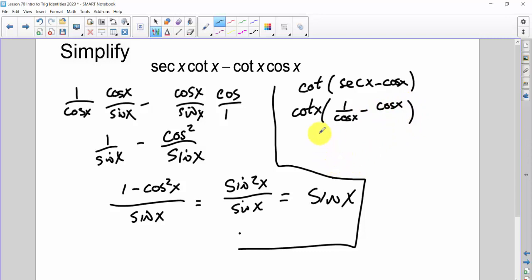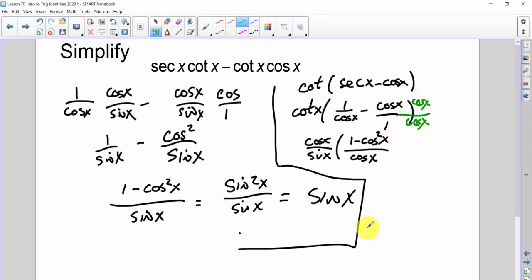Next we can say this is a fraction, and I have to have common denominators, so I have cotangent, which I'm going to change to cosine of x over sine of x, 1 minus cosine squared of x over cosine of x. And I got that because I know that I have to have cosine as my denominator here, so I multiply by cosine over cosine.